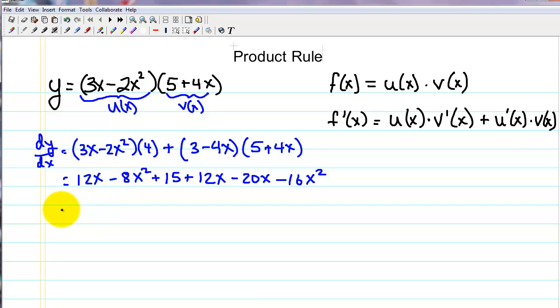Now we combine our like terms. So for our constants we have 15. For the x's, we have 12x plus 12x is 24x, minus 20x is negative 4x, and we have x squareds here, so we have negative 24x squared. And that would be our final answer.